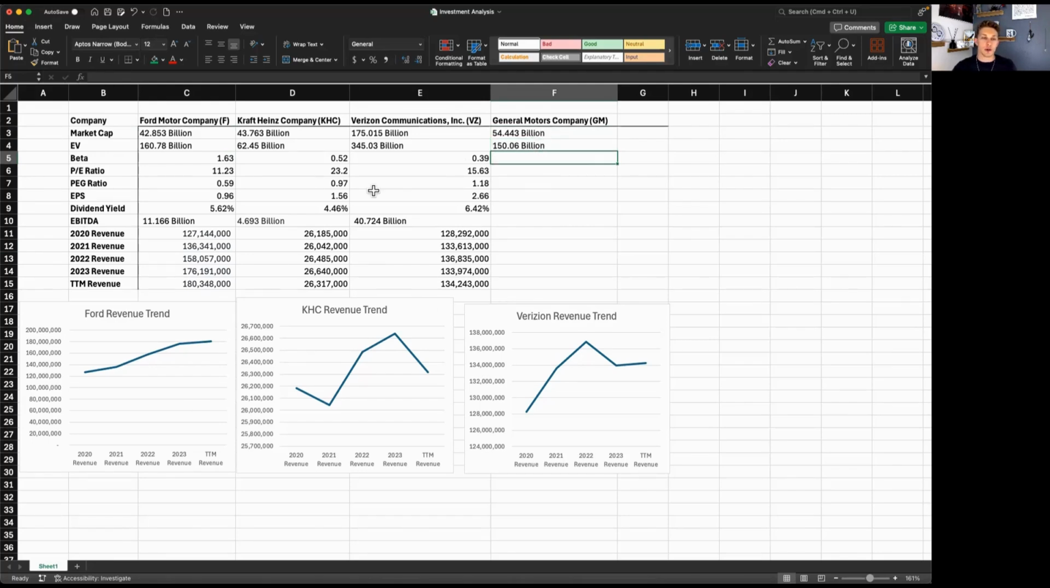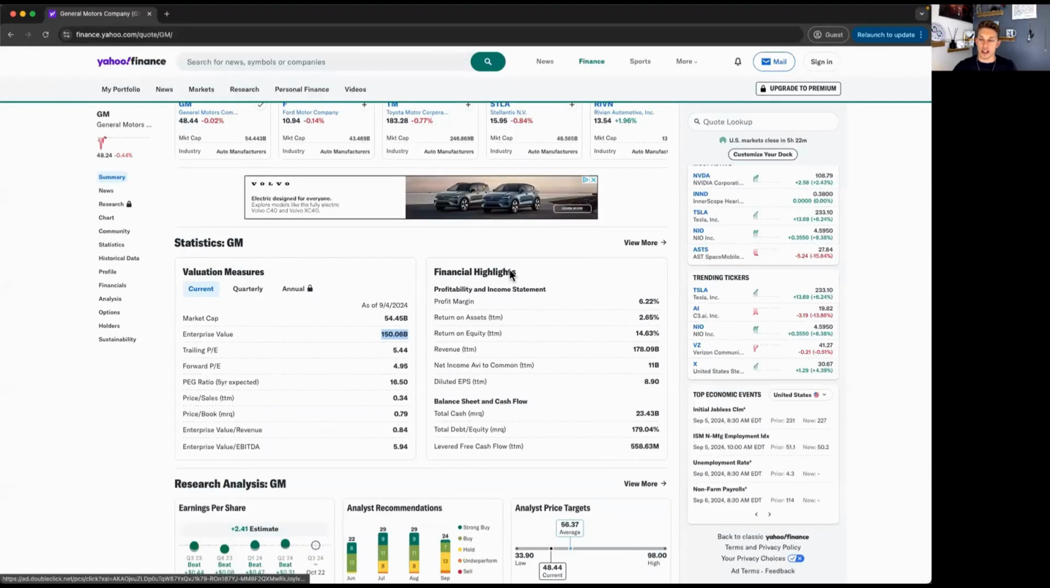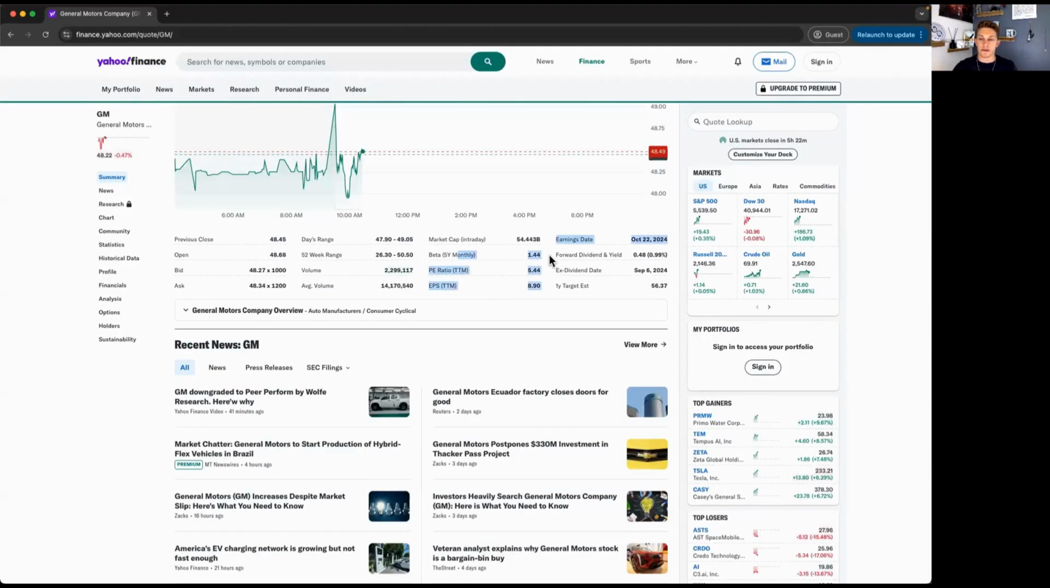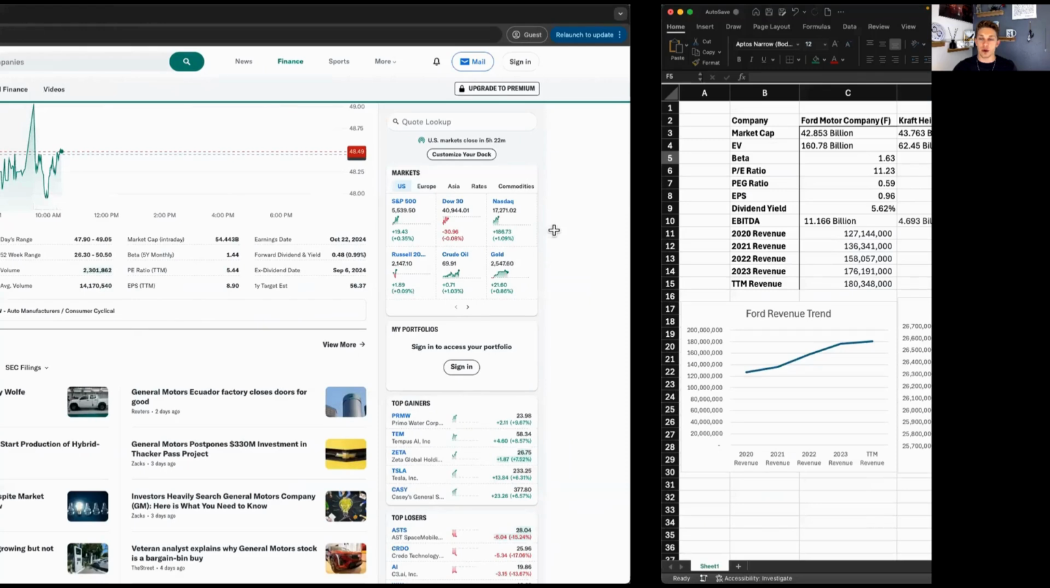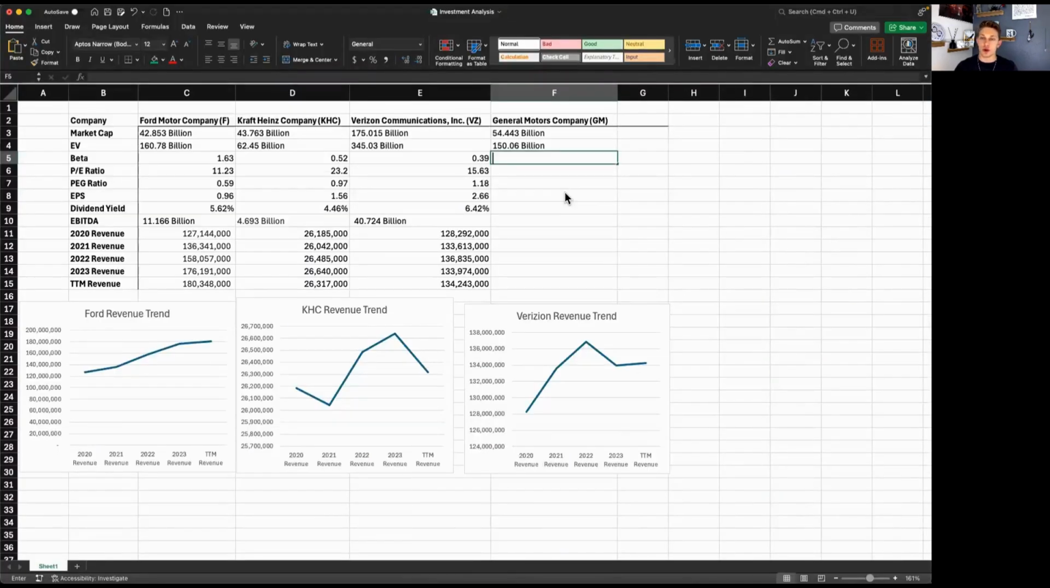Cool. Next up, we're looking for beta. Beta is going to be up here, and for beta 5-year monthly, we've got 1.44. A little lower than Ford, but what that means is, if the S&P or the overall market moves 1%, then you'd expect GM to move about 1.4%. So a little bit of a higher beta than some of these other stocks we're looking at, but still lower than Ford.